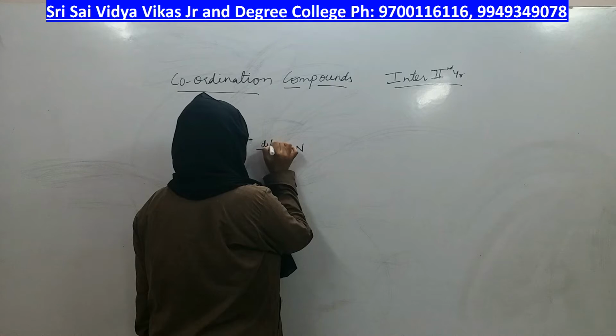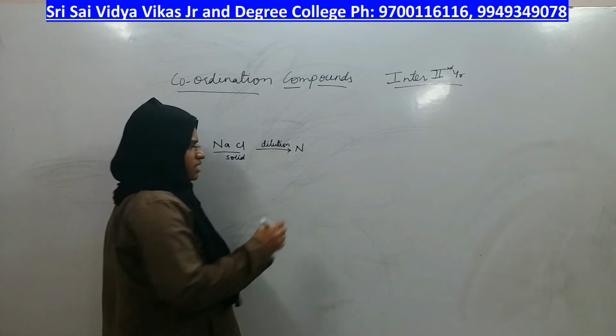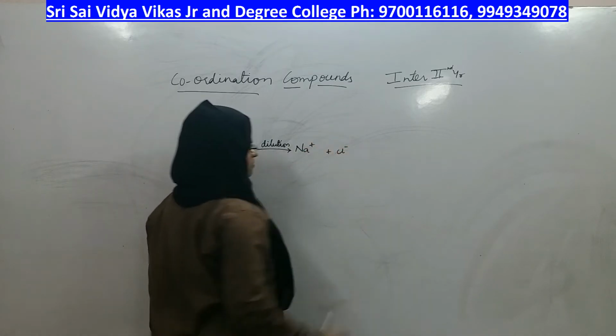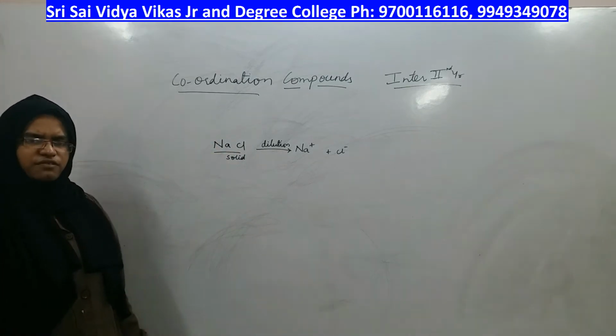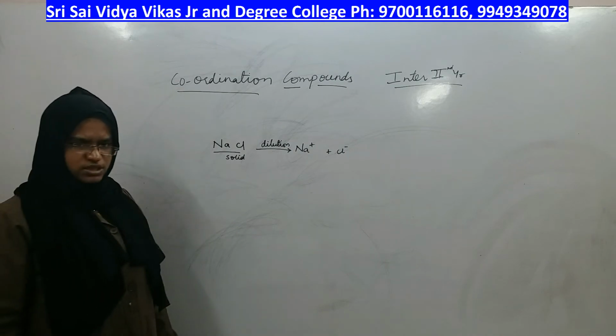Upon dilution, sodium chloride gets separated in the form of Na+ ion and Cl- ion, right? So this is the nature of a salt, which gets dissociated in water to give ions, right?